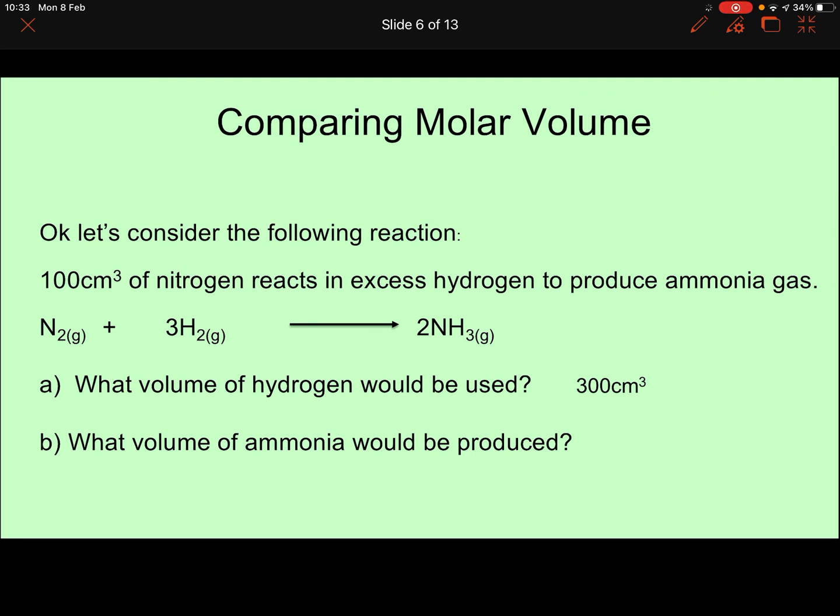What volume of ammonia will be produced? Well, that's a 1-to-2 ratio with nitrogen. So if it's 100 for nitrogen, it's going to be 200 for the ammonia.